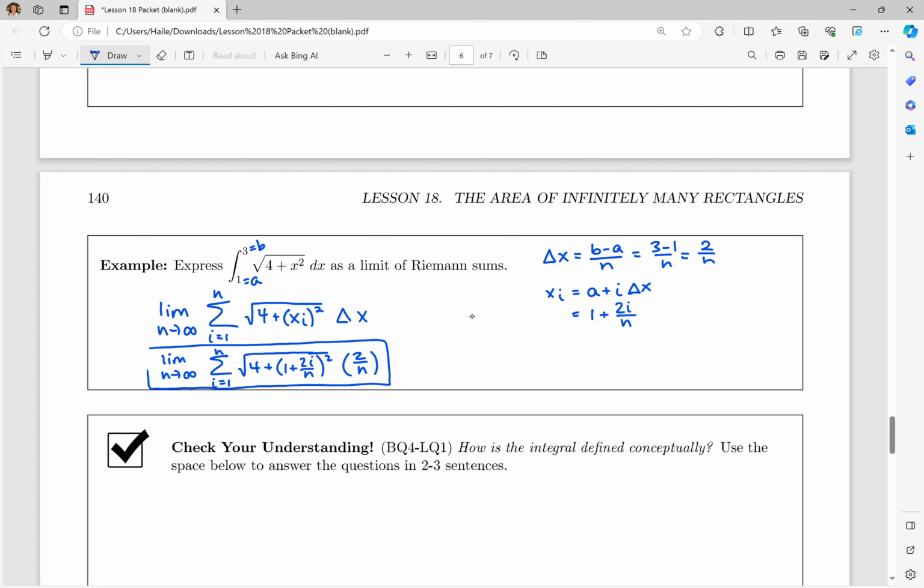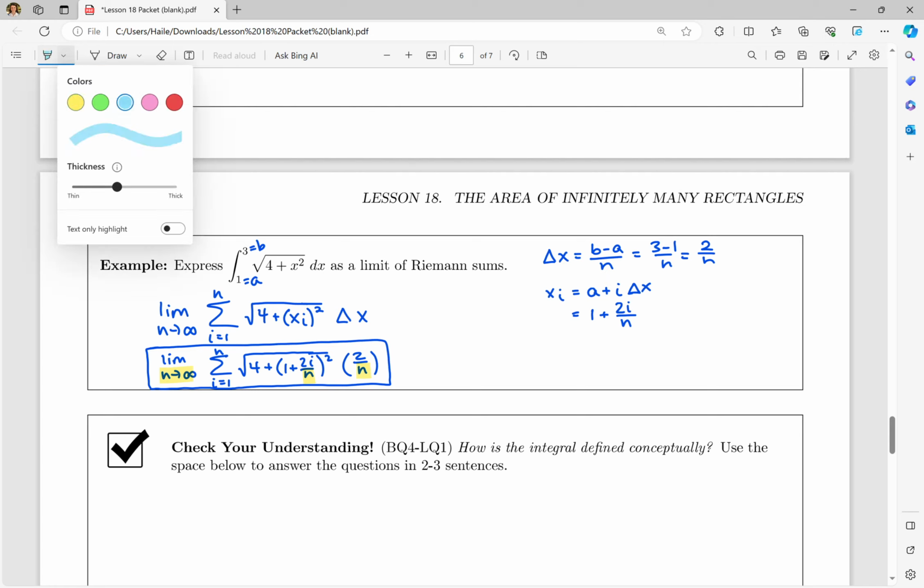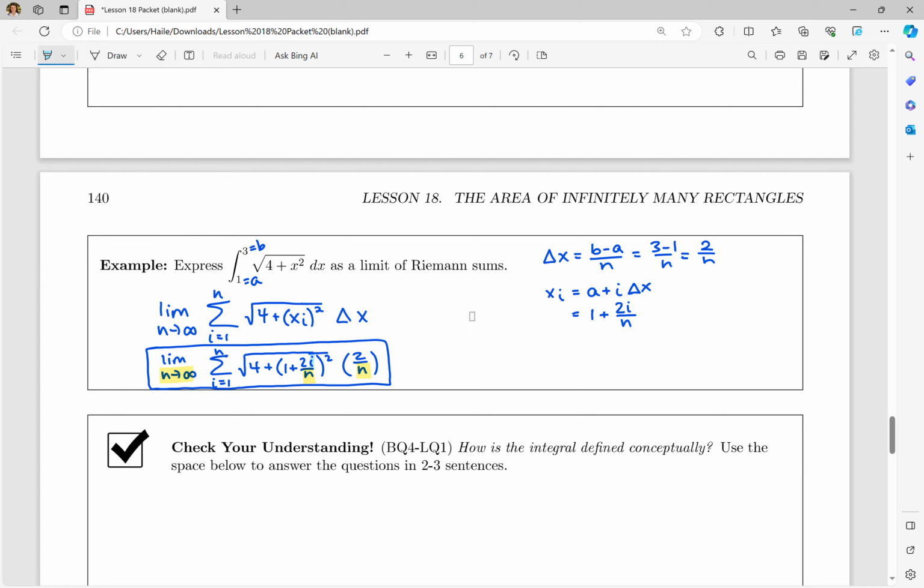And this makes sense because now notice I only have n's floating around, which is nice because my limit is written in terms of n. And the only other variable I have is this i. Maybe I'll do that in a different color. So I also have i, but i is taken care of in the indexing of the sum. Okay? So once you have your answer only in terms of n's and i's, then you're done.